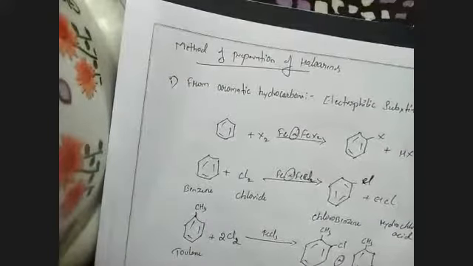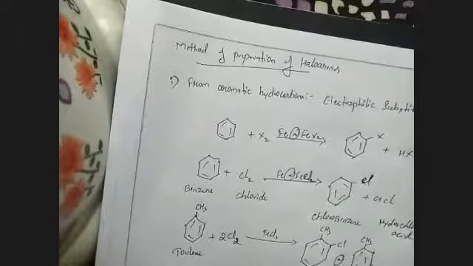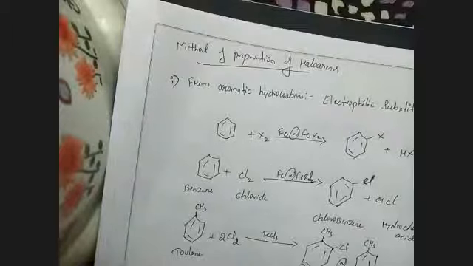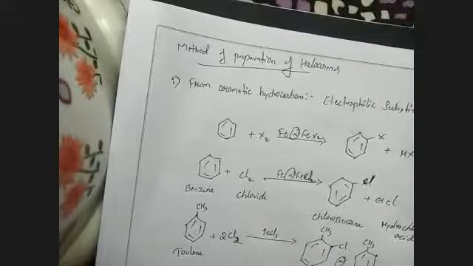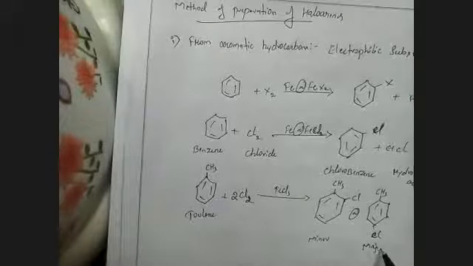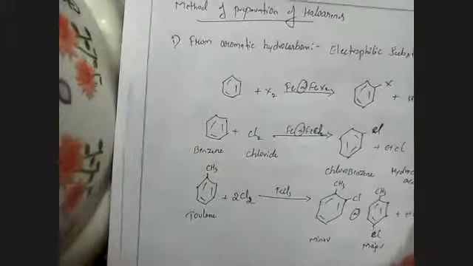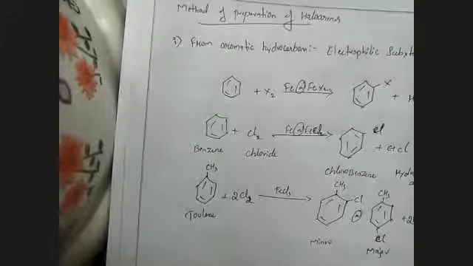So there may be a chance of attachment of chloride in the para position or in the ortho position. We used to call this a minor product, so it will be produced in a smaller quantity. This is the major product, plus as usual HCl. Okay.